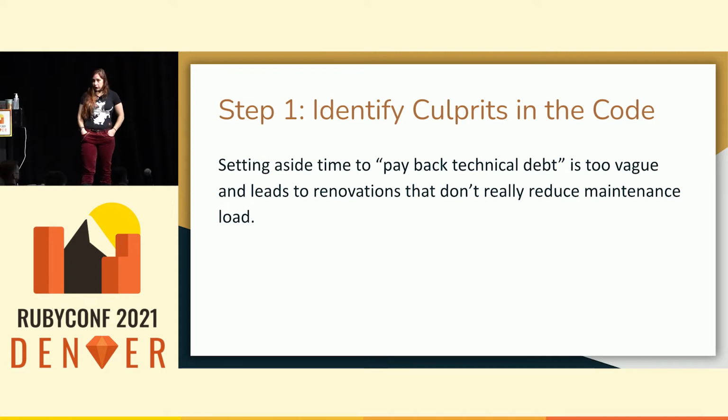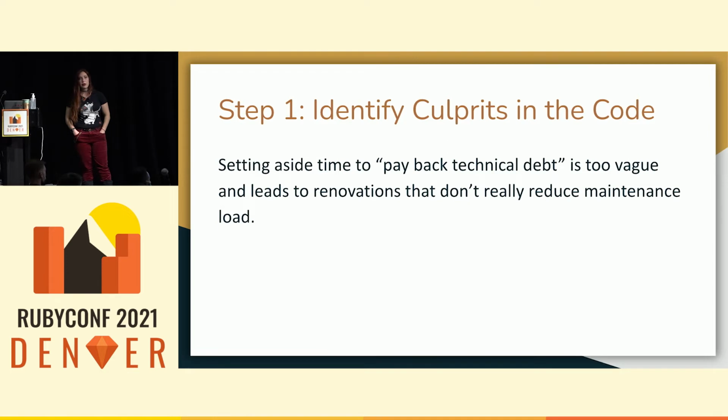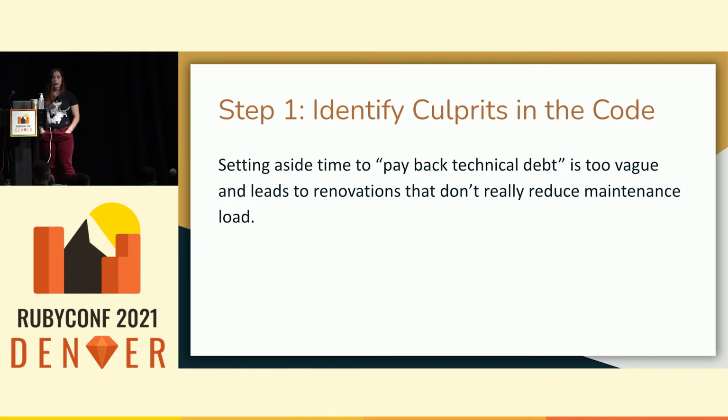From a theoretical standpoint, this approach makes a lot of sense. And sometimes we come out of it with changes that are helpful. I find that the signal to noise ratio on the changes that get made in a week like this tend to be lower than I would like. And I think the reason is that taking time with a clean bill of paying back technical debt is too vague. It ends up leading to renovations that don't really reduce maintenance load.